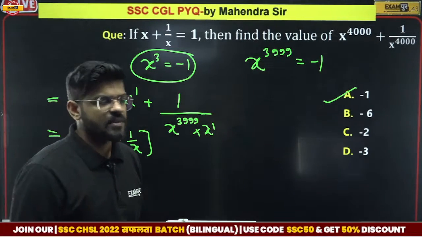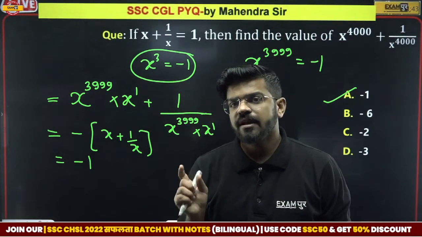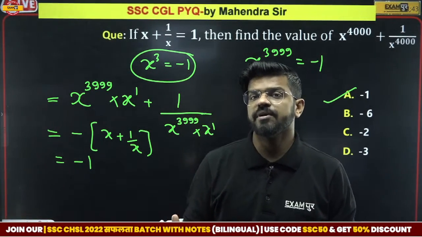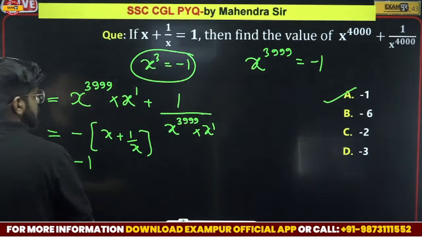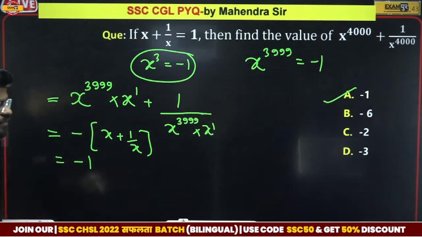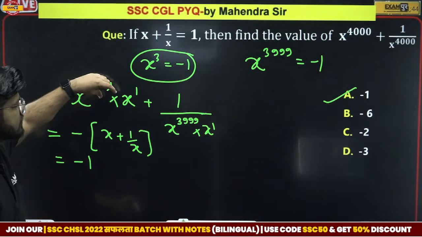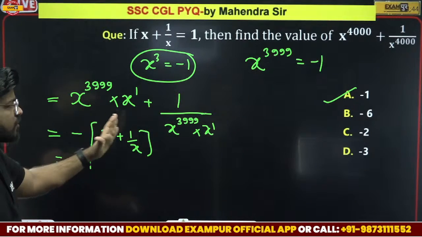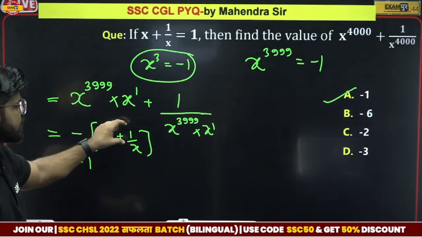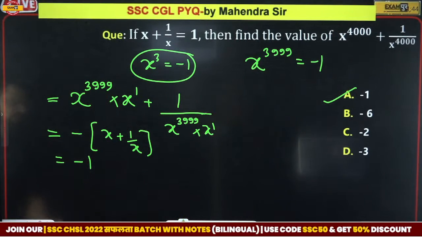Always remember that. If we are getting an odd multiple of 3, then we are getting minus 1. If we are getting an even multiple of 3, then we are getting plus 1. Okay, is it clear? Superb. So minus 1 is my right answer. I have put minus 1 here and minus 1 here, so it is minus 1 upon x minus x minus 1 upon x. I took the minus common, so remaining is x plus 1 upon x. x plus 1 upon x is 1. 1 into minus 1 is nothing but minus 1.